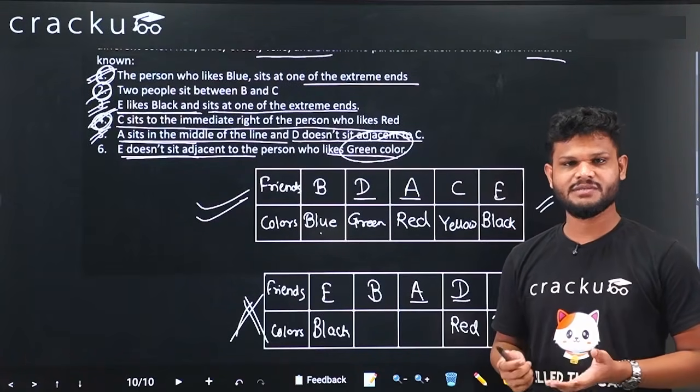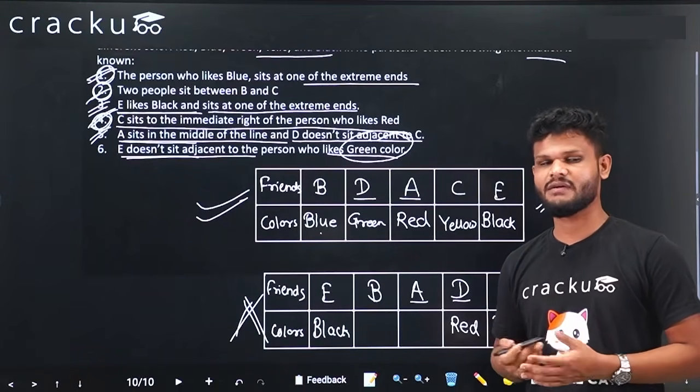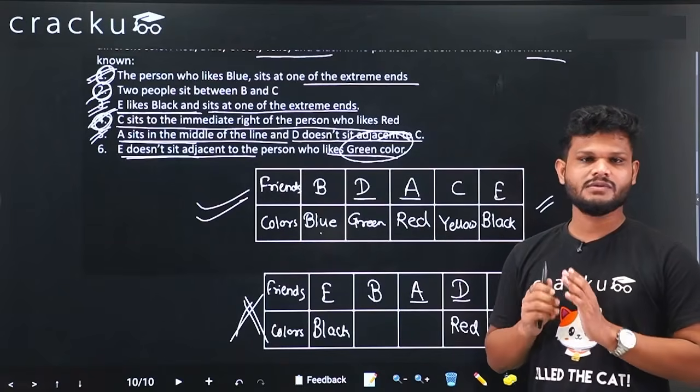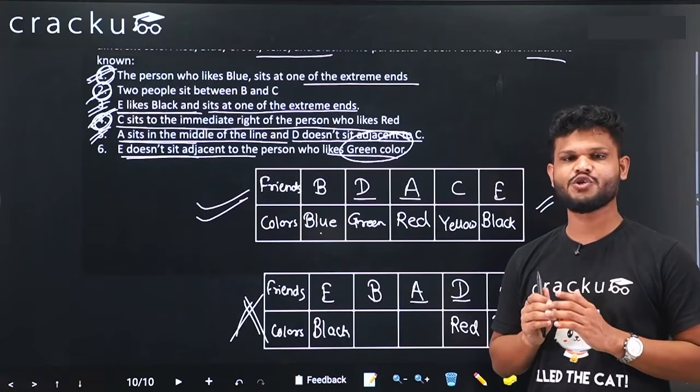So basically, arrangement sets are an easy type of set. If they come in the exam also, they won't be so tough. So if you solve some basic sets from arrangement, easy to moderate level sets, it should be enough for you.